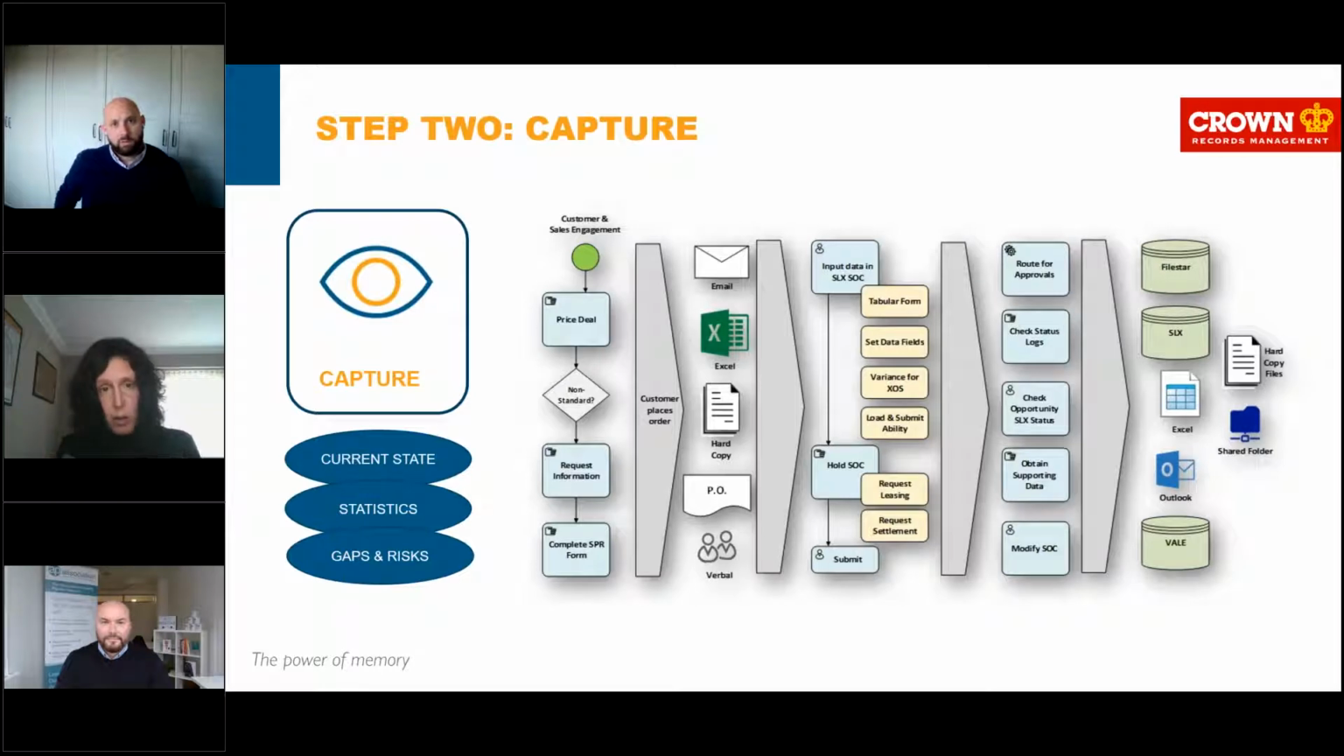And the end result, sorry, I was going to say the end result on screen is a very high level capture process, but ultimately each one of those steps on screen, you'd have further information of who's doing it, what they're using to do it, what their tools are, and what the outcome of each step is. And that's what you're seeing on screen.